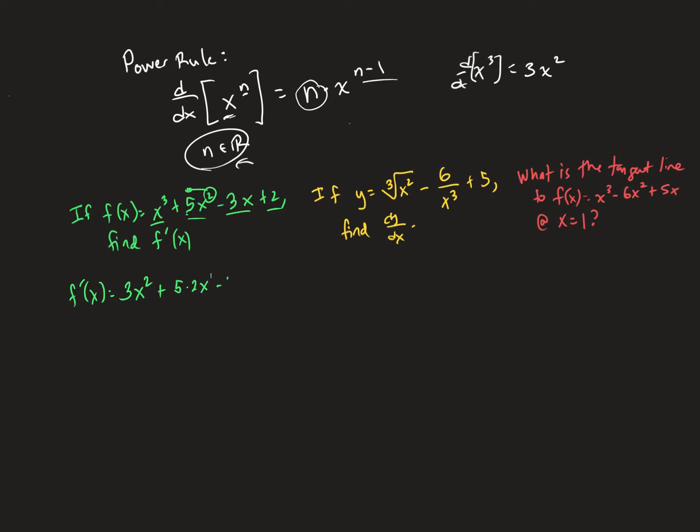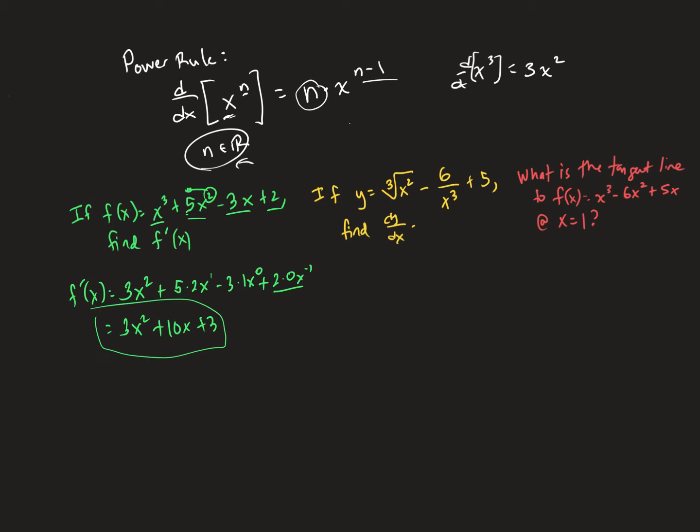Negative 3x would be negative 3 times the derivative of x. That would be bringing down the 1, reducing the power by 1. And then the 2 at the end, that was like 2 times x to the 0. I'm showing a lot more work than I would normally here. So bring down the power, reduce the power by 1. My derivative here is 3x squared plus 10x plus 3, and then this goes away.